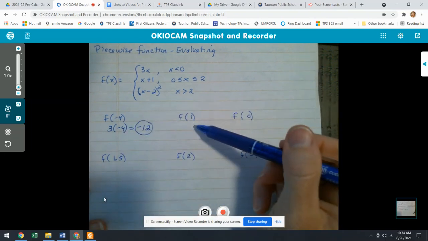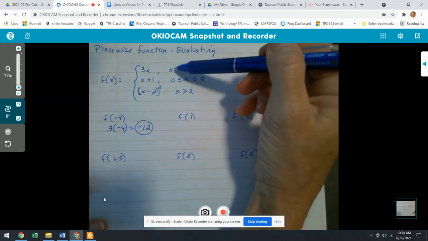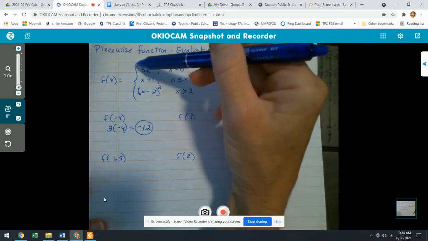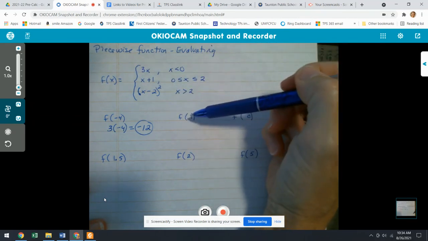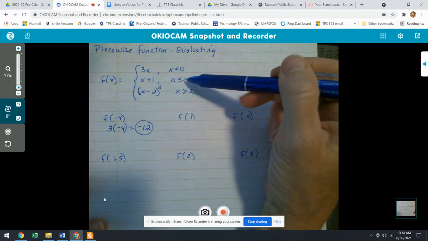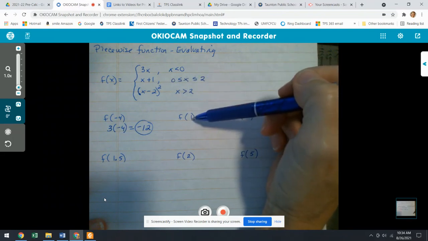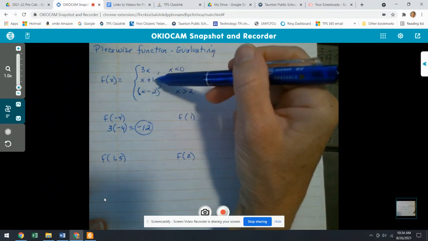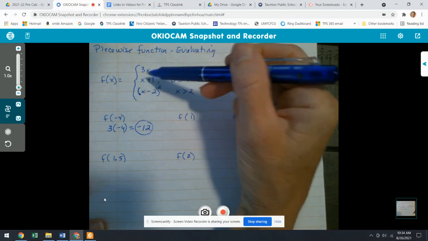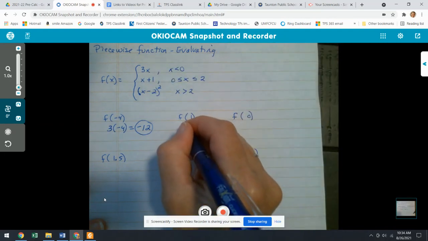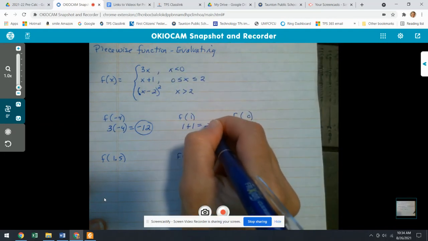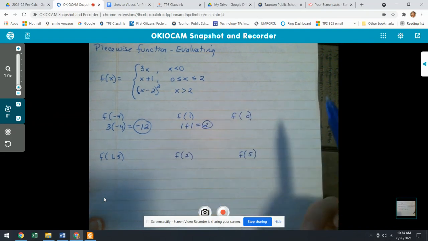For this next part of the problem, f of 1. Is 1 less than 0? No. So we can't use this definition for this problem. For x between 0 and 2, well, 1 is between 0 and 2. So now we're going to use this equation. So we have x plus 1, so 1 plus 1, our value for that is 2.